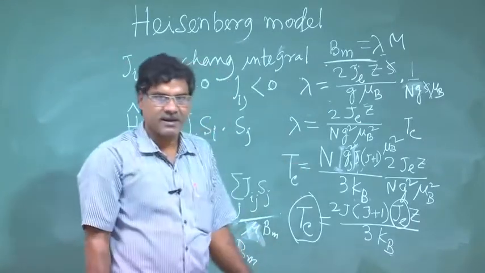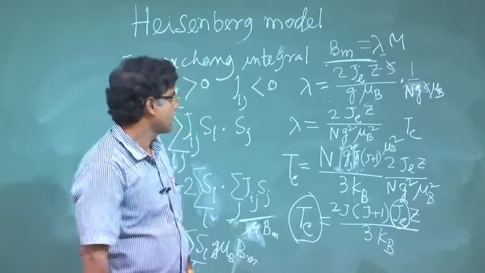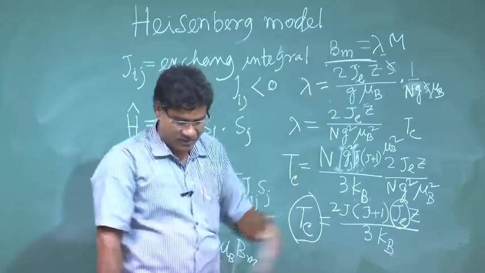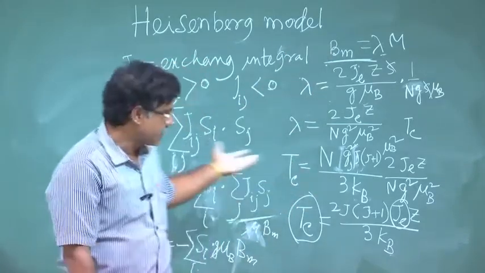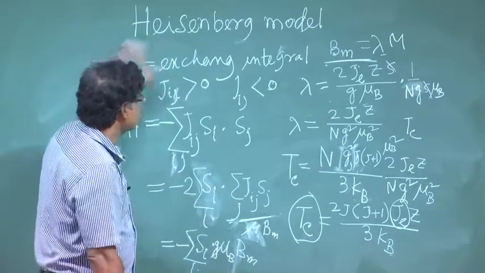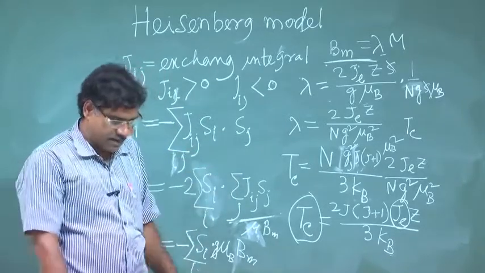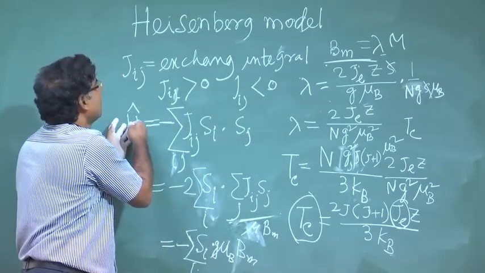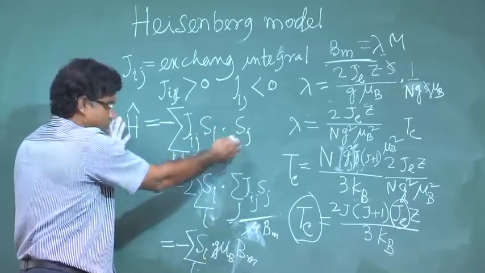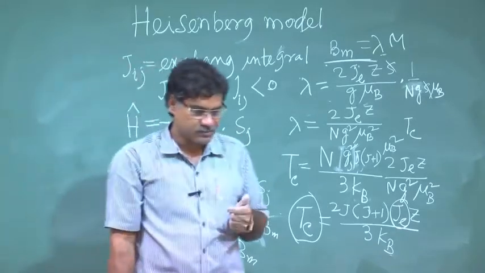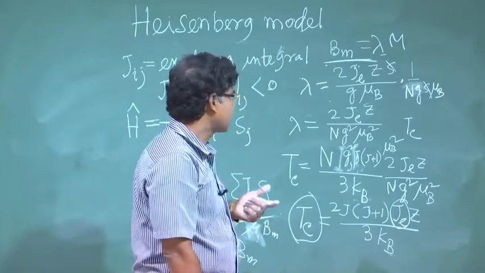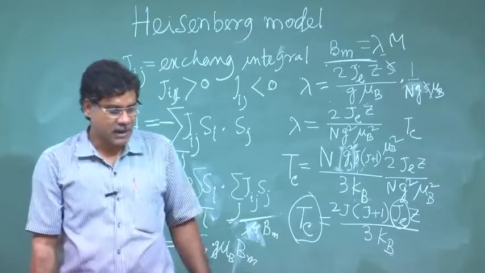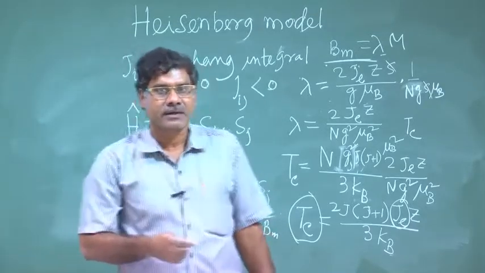So, that is all about the Heisenberg model, which is very successful in explaining the high molecular field, but the result is the same as what we got from the Weiss model. Here also we get the same result, but the approach is different, the approach is more realistic, and this Hamiltonian in this form is very useful for explaining the ferromagnetic property of material. So, I will stop here, I will continue in the next class. Thank you.